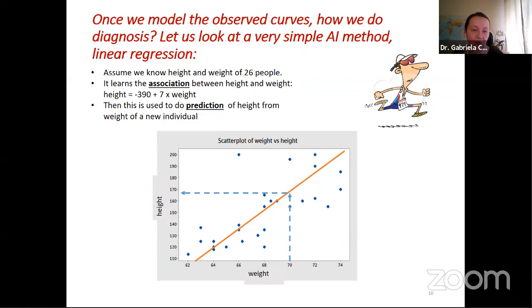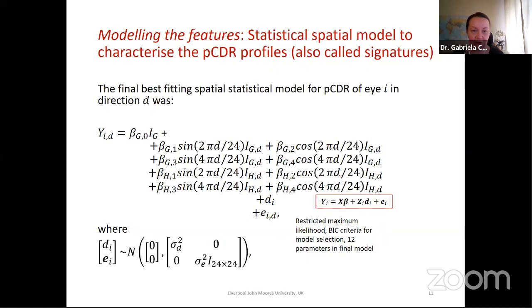Okay, and there is also some precision to that, which depends on how much these dots vary around the orange line. So this is exactly what we did with glaucoma, and that is we first modeled the relationship between having or not having glaucoma. So the height was replaced by the variable having or not having glaucoma, 0, 1, okay, only dichotomous. And the weight would be replaced by those 24 numbers. But of course, I cannot plot it on a two-dimensional plot anymore, but you just need to take my word for it.